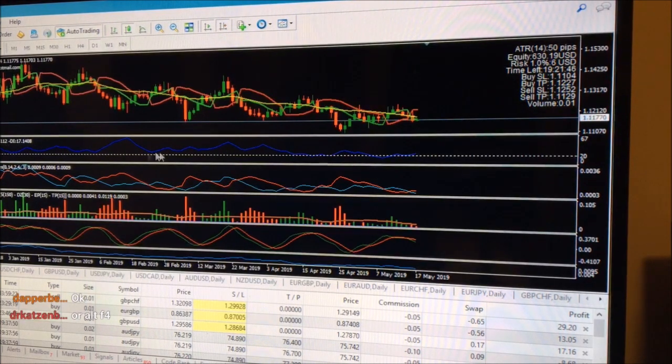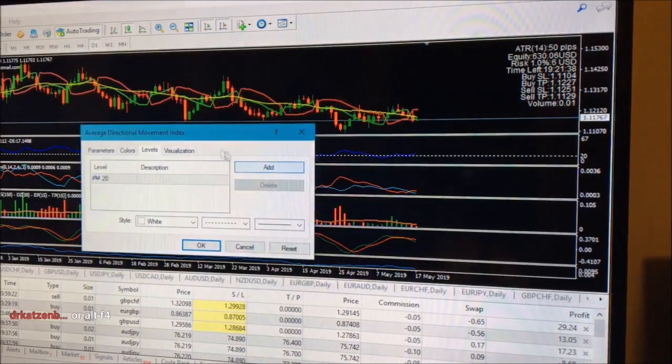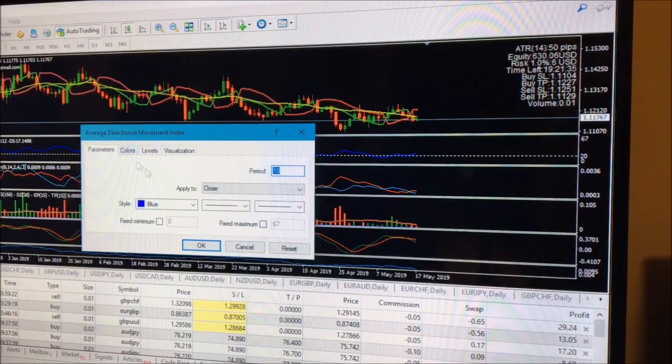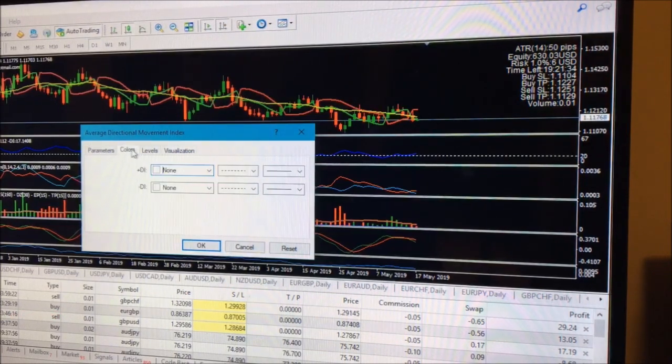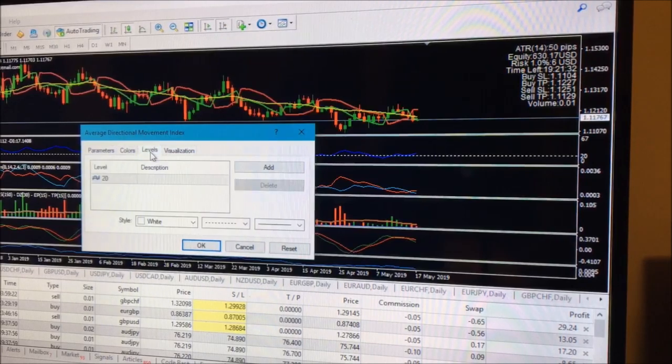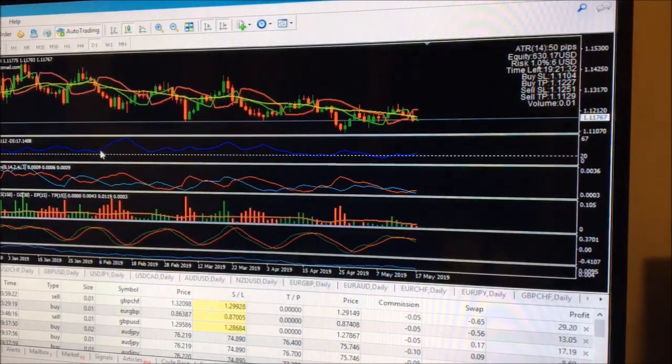Next is the ADX, and this probably looks nothing like the ADX that you guys have been using, and I'll show you why that is. For the parameters, I turned it blue. I turned the plus DI and the minus DI to none because I don't care about those lines. And then I added a 20 level dotted line in white, and the way that I use this is kind of as a volume indicator.